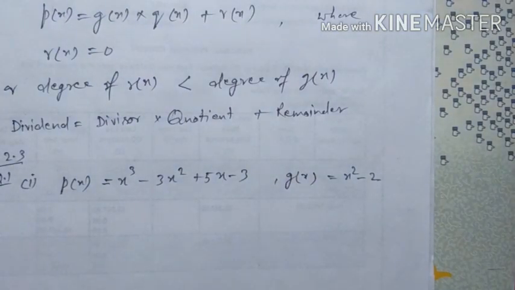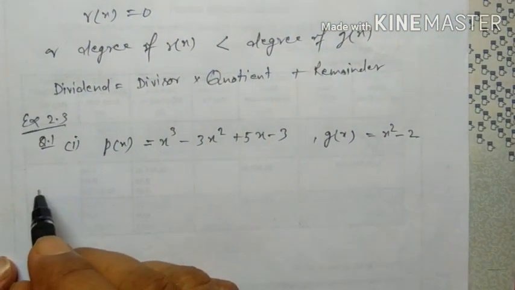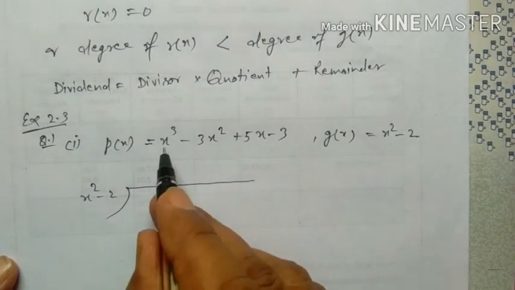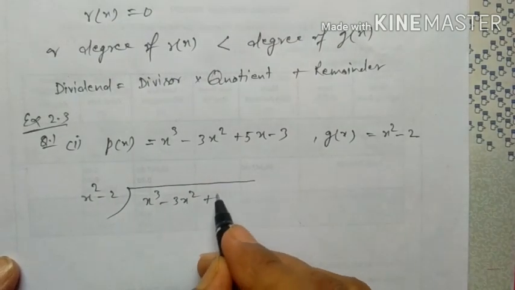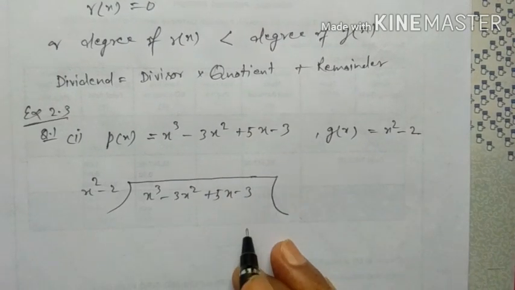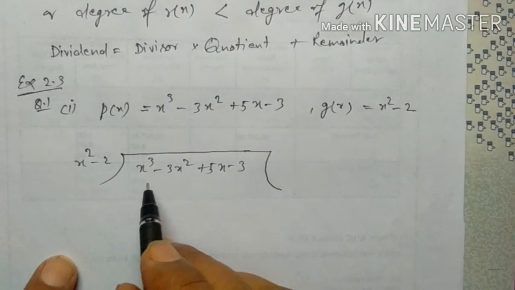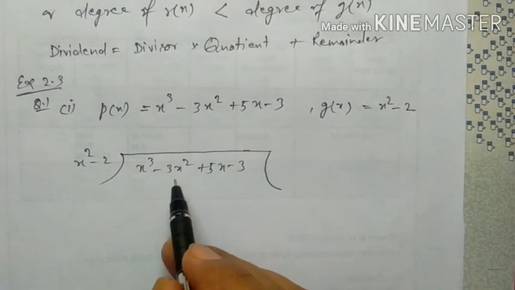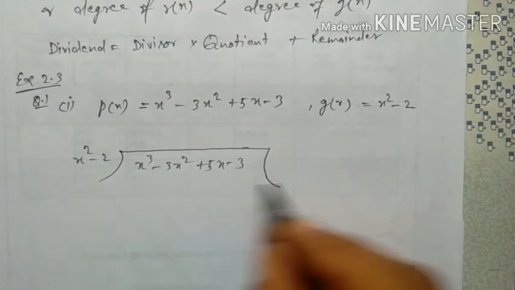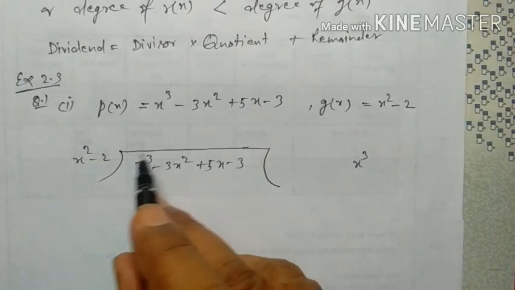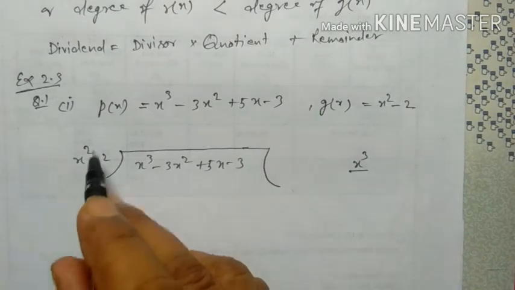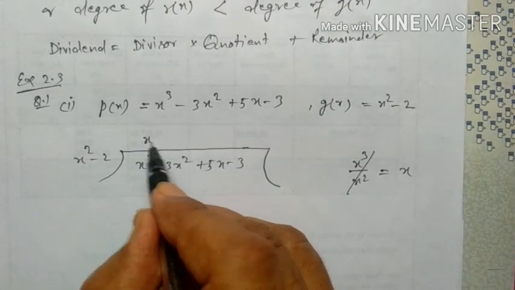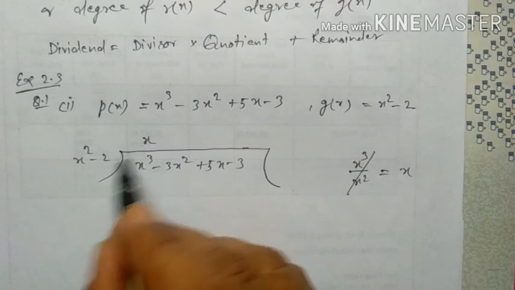Now let's start to divide this. So we will write like this: x square minus 2, and here x cube minus 3x square plus 5x minus 3. Firstly we will write p(x) and g(x) in descending order. This is already in descending order of power. Now divide the first term of this by first term of this, x cube by x square, and we will get x. So here we will write x and we multiply by x in both terms.